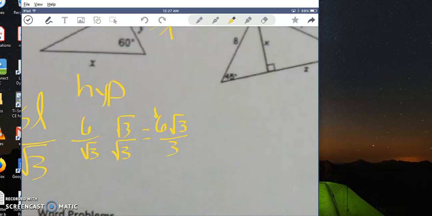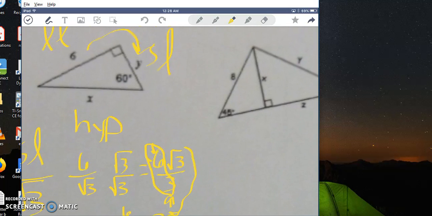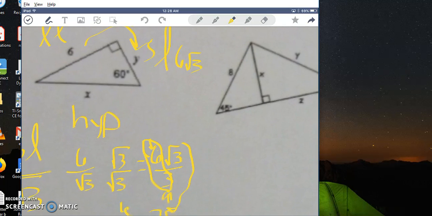Well, this time we do have something we could simplify. It's almost like you're trying to simplify those two, almost like saying 6 over 3. 6 over 3 we know is 2. Okay? This square root stays with it. So now we know that our short leg is, I'm sorry, 2 radical 3.